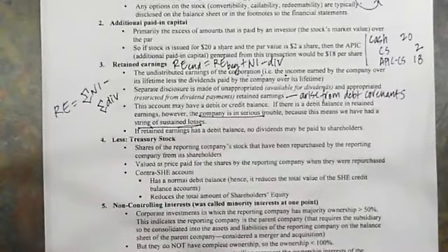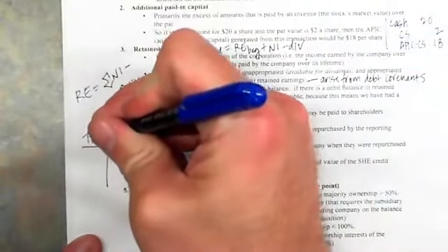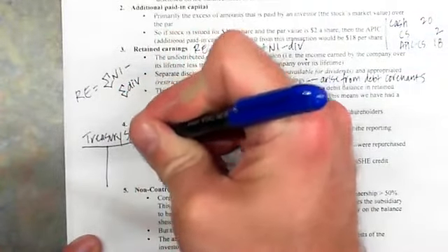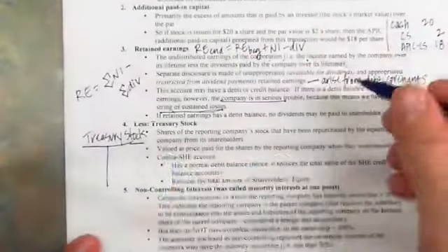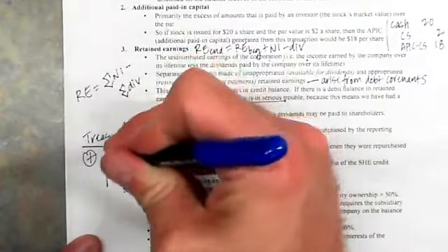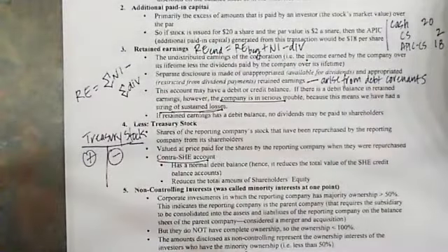One of the accounts that pops up in stockholders' equity that's a little less common or less known, because it's not just something that you always hear about, is treasury stock. Treasury stock is a contra equity account, a contra SHE account. So that means that it goes opposite of stockholders' equity accounts.